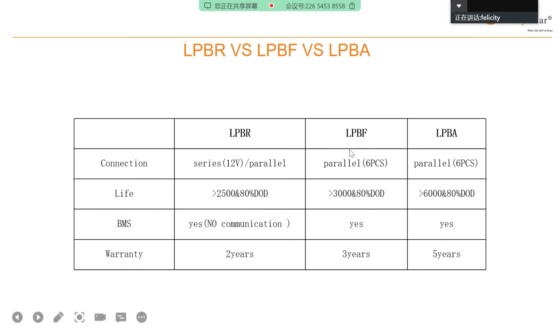Of course, these different models have different prices. So if you're interested in any model, you can contact our sales. So these are the LPPR, LPBF, and LPPA differences.